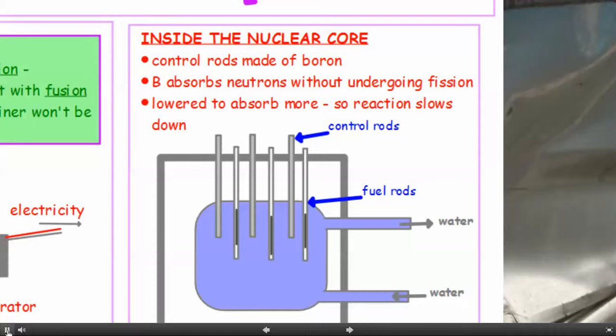So if the control rods are lowered into the nuclear core, then they will absorb lots of neutrons, thereby preventing them from colliding with other uranium nuclei. So the lower down the control rods go, the more the reaction is slowed down. And if they want to speed it up again, then they raise the boron rods so that those neutrons are able to collide with U-235 nuclei.